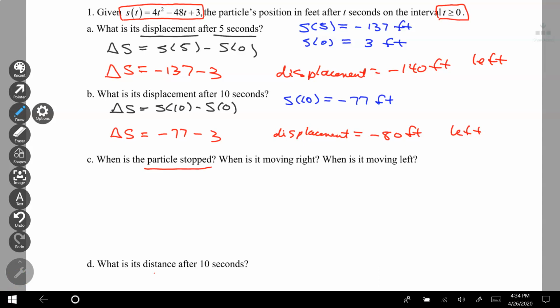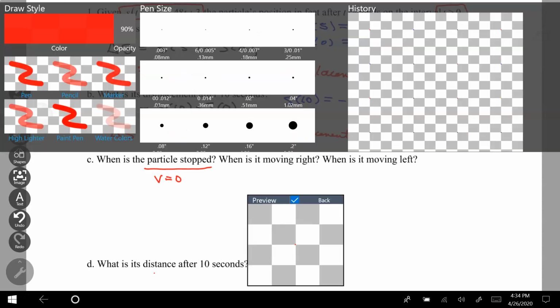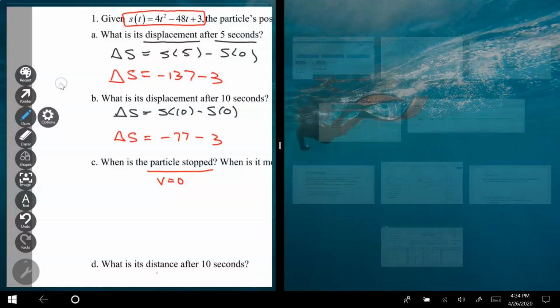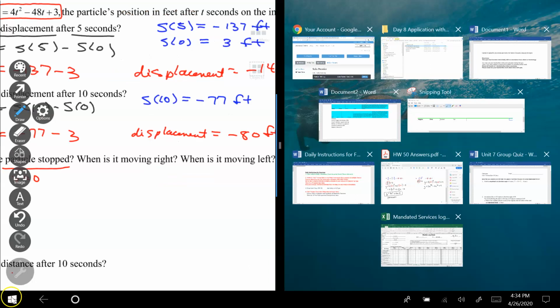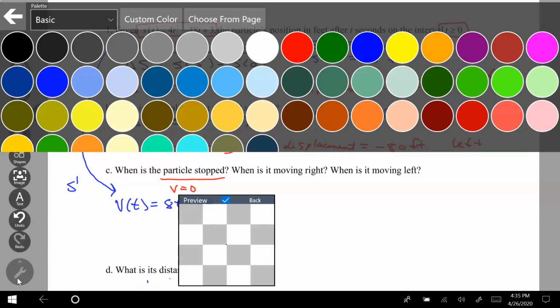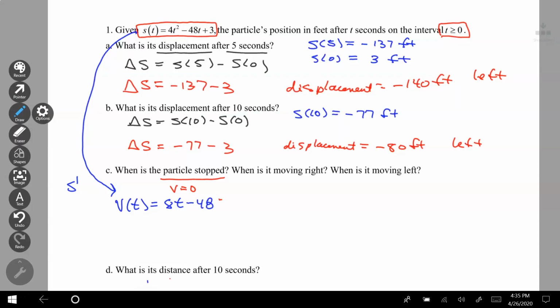The particle is stopped when the velocity is equal to 0. So I need to take my equation here. Sorry about that glitch. So I'm going to take my position equation and take its derivative, and then my velocity equation is going to be 8t minus 48. I'm going to set it equal to 0, and I get t equals 6 seconds. That is when it is stopped.